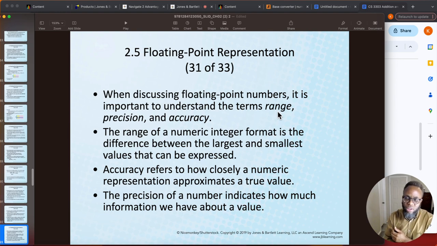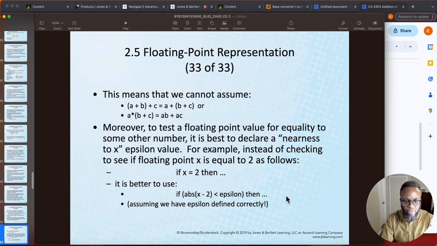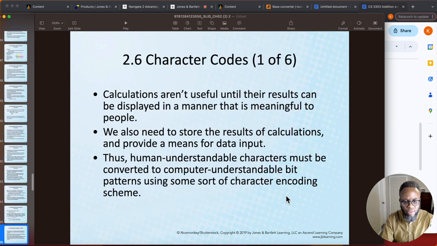Precision, again, can be related to the number of bits. If you think about floating point arithmetic, where we just showed you the mantissa and the significand, the more bits you have to represent the data, the more accurate it would be. So that's precision and accuracy. So just read through these chapters, and if you have any questions, please let me know. Accuracy refers to how closely a numeric representation approximates the true value. Precision of a number indicates how much information we have about that value. So read through this, and if you have any questions, please let me know.